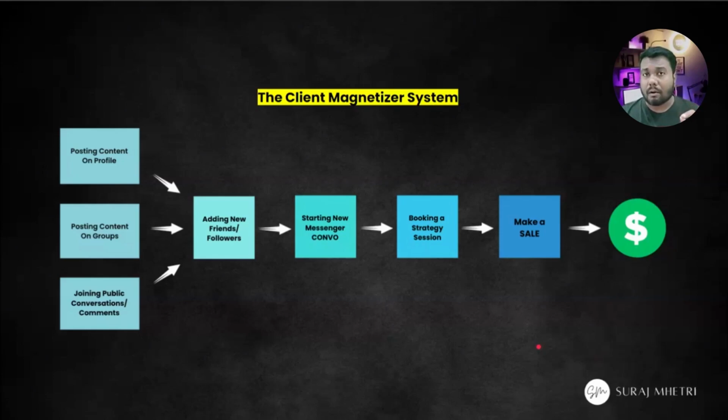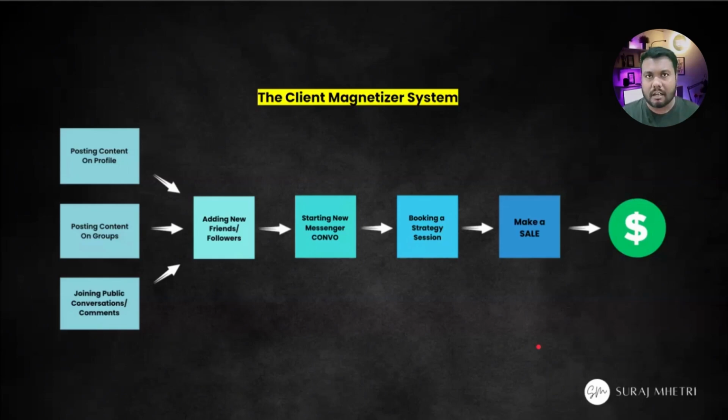But the most important thing is, most people will say, this is the exact process I'm using, so why is it not working for me? This is the exact process people are giving out, but it's not working for me. I tried posting content on my profile on a daily basis. I tried posting content in different groups. I join public conversations. I comment on each person's post. I engage with people. I add friends daily. I have conversations with people in DMs. I book strategy calls, but it's not converting into sales.